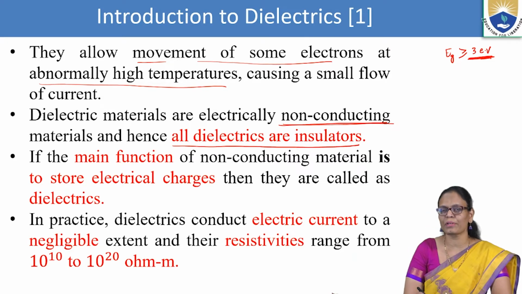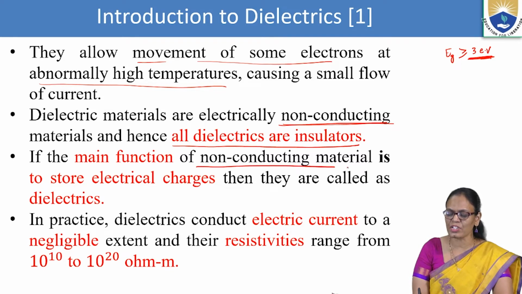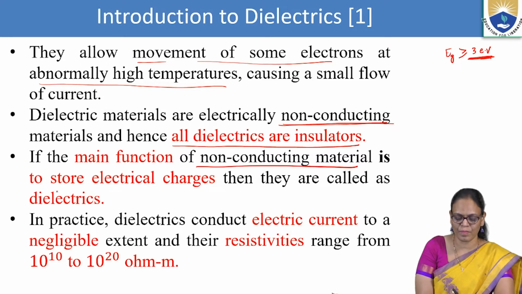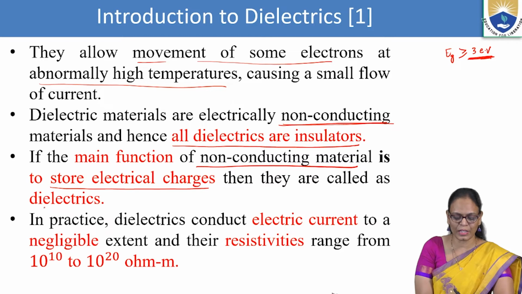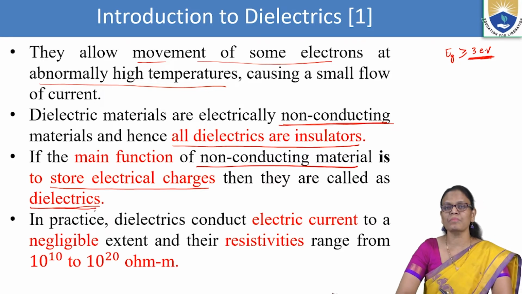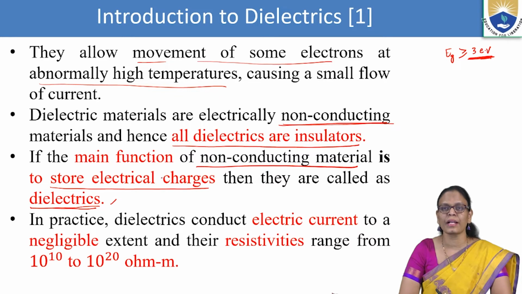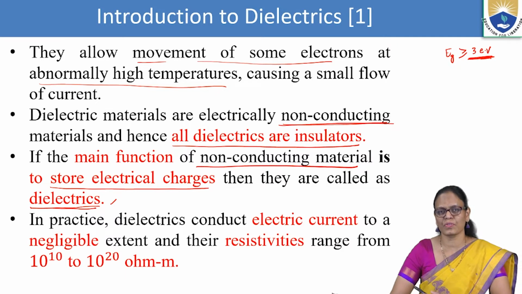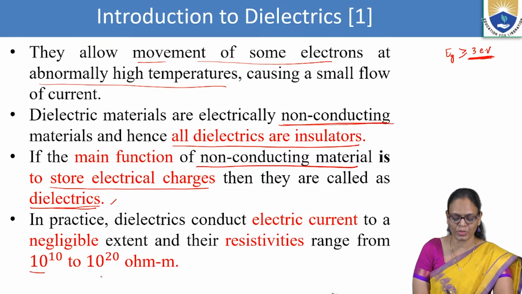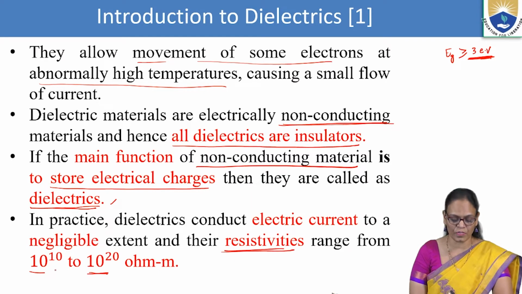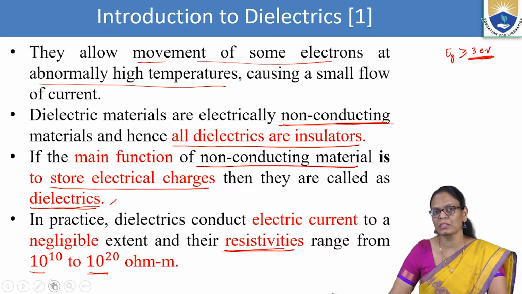Whenever we are talking about a non-conducting material, its function is to store electrical charges. That is why we call these non-conducting materials dielectrics. The name dielectric comes from this function because it is used to store electrical charges. And in practice, dielectrics conduct electric current to a very negligible extent and their resistivity varies in the range 10 power 10 to 10 power 20 ohm meter. We are talking in terms of resistivity, ranging from 10 power 10 to 10 power 20.